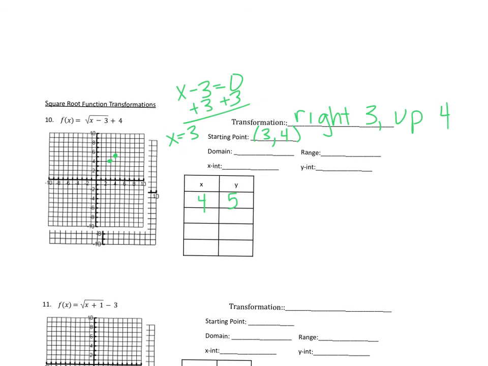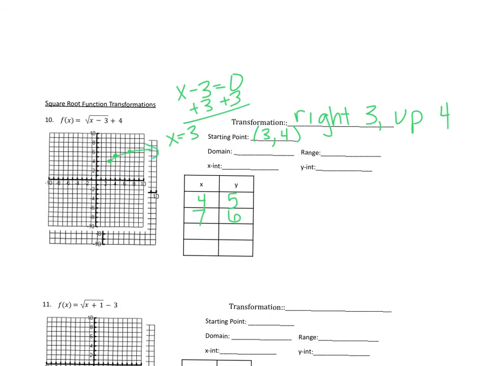If I picked 5, 5 minus 3 is 2, and the square root of 2 is not fun. So I'm going to pick 7, because if I do 7 minus 3, I get 4. The square root of 4 is 2. 2 plus 4 is 6. So 7, 6. And that's good enough for me.